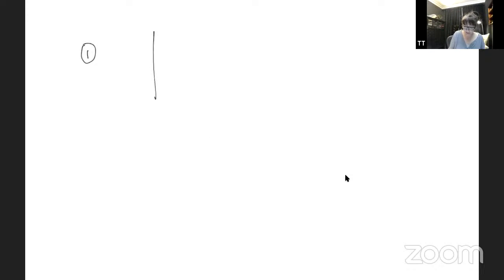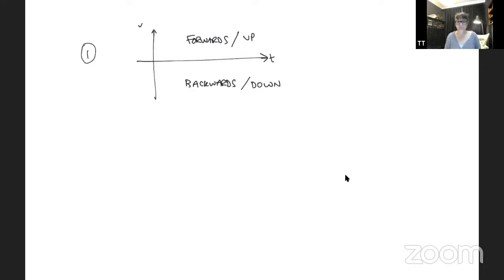So first thing to remember is that on your VT graph, there is above and below the axis, whereas we normally draw them like this. With a VT graph, always try to draw it with the t-axis right in the middle to remind yourself that the particle can go forwards and backwards. So up here is forwards and down here is backwards. And that's if it's horizontal movement. If it's vertical movement, if it's a ball being thrown up in the air, then at the top is up and at the bottom is down.